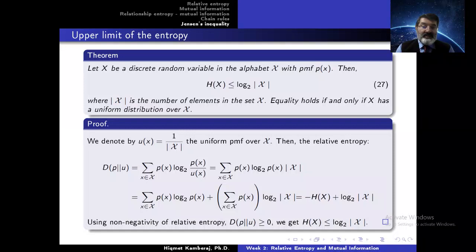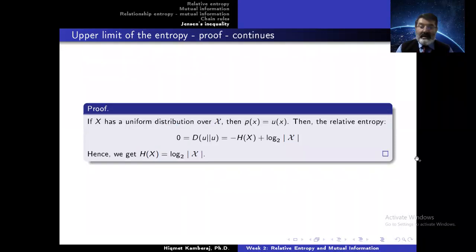Then the first term gives you, on the second line, the minus entropy of x, and on the second term the sum over all x's p of x gives you 1 as normalization condition. Then we are left with just plus log with base 2 of cardinality of chi. Now using the non-negativity of relative entropy, D(p||u) is greater or equal to 0, then we get that entropy of x is less or equal to the log with base 2 of cardinality of chi.